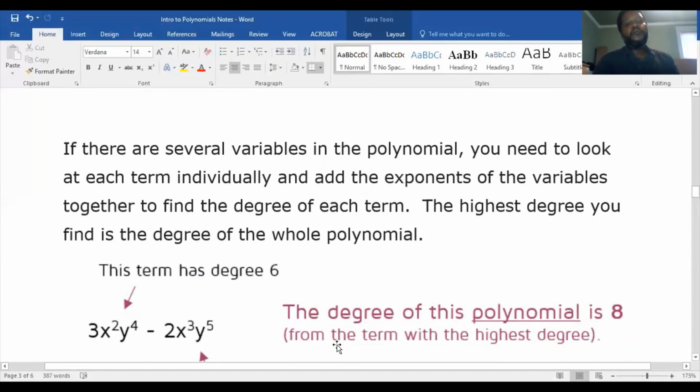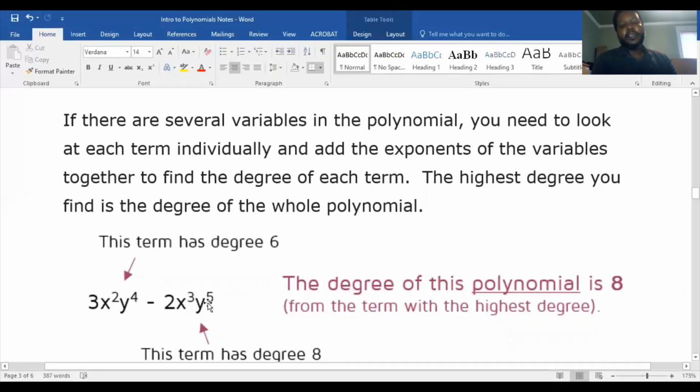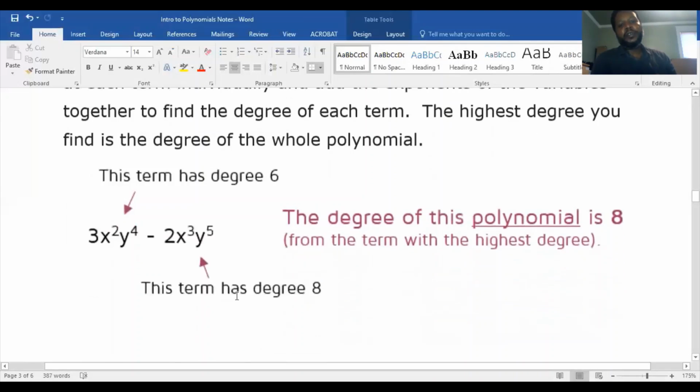If there are several variables in the polynomial, you need to look at each term individually and add the exponents of the variables together to find the degree of each term. So the highest degree you find is the degree of the whole polynomial. In this case, which we will rarely see, but sometimes this happens, we have 2 variables and they both have exponents, right? So we just have to add those exponents together. So we have 2 and 4, which would be 6, and then 3 and 5 together, which would be 8. So the degree of this polynomial is 8 because we've added those 2 exponents together, okay?